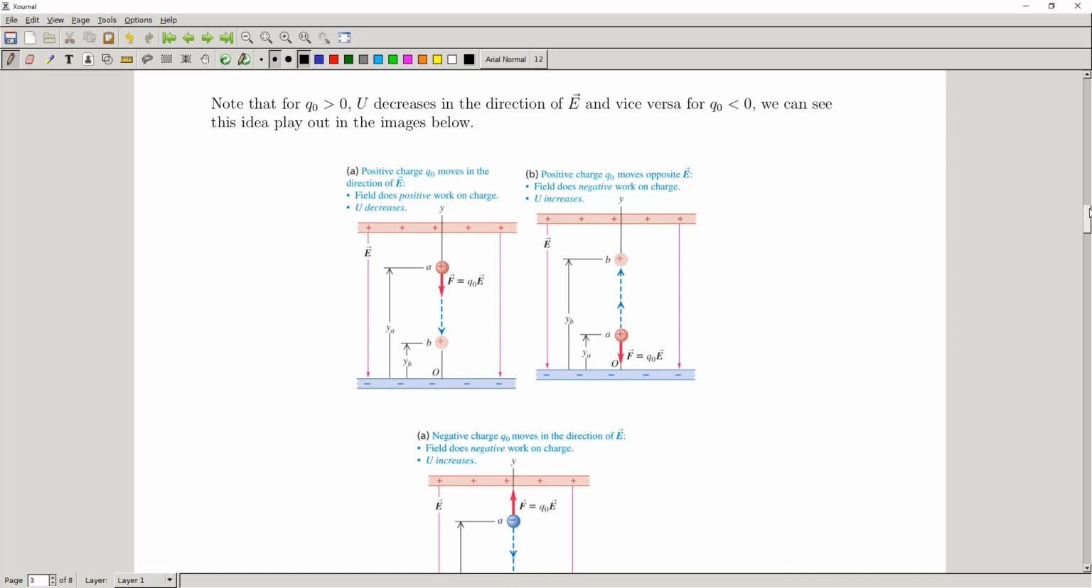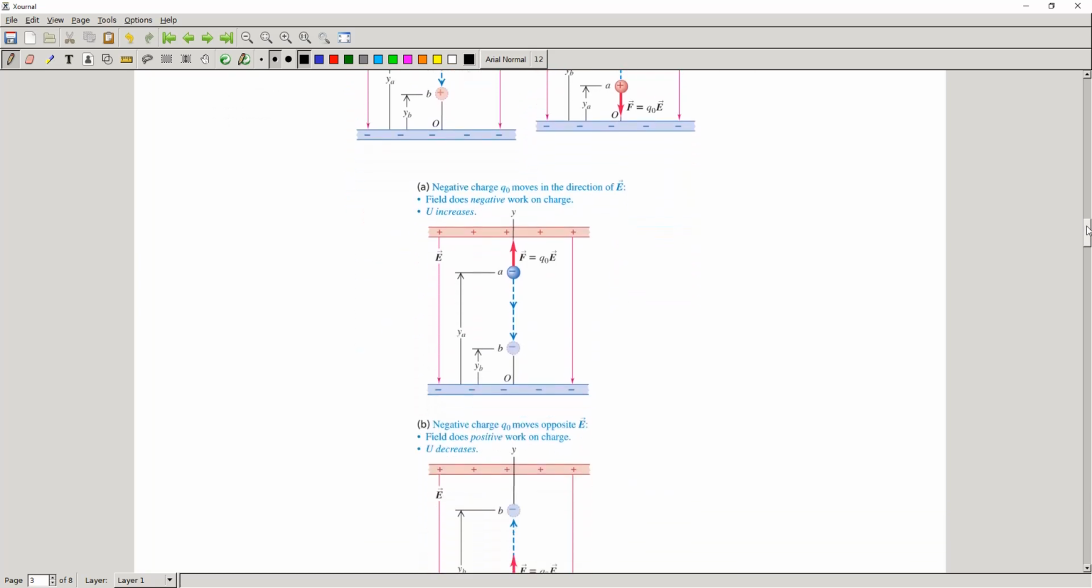And that's the same idea here, except that in gravity we only had mass, right? So there's only positive mass. But here we have positive and negative charges. So if you have a negative charge, it just flips everything, right? As you can see in this diagram here, this thing will have a lower potential energy.